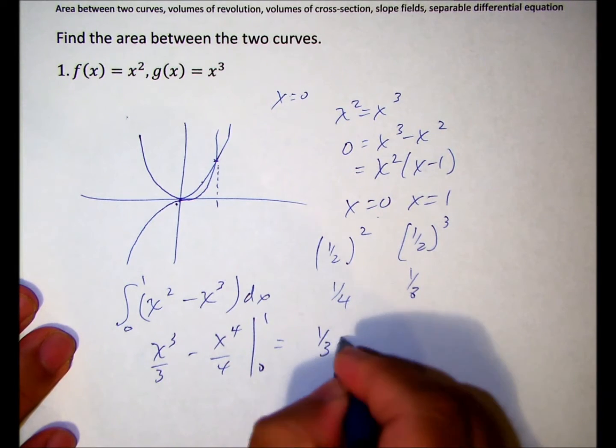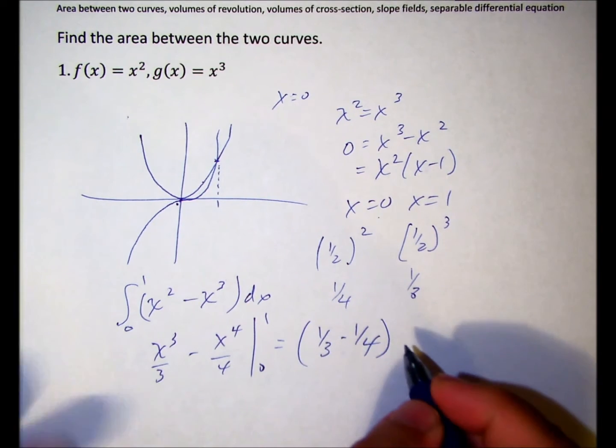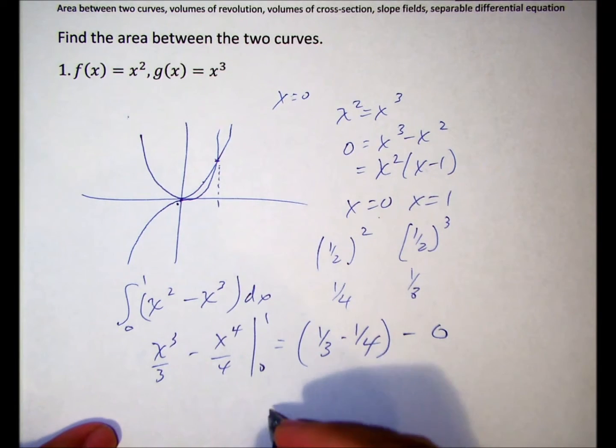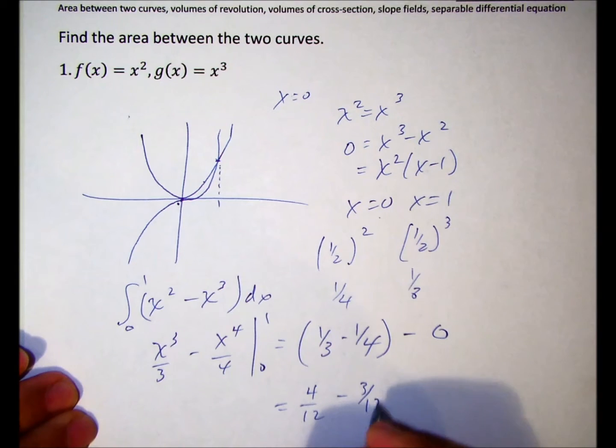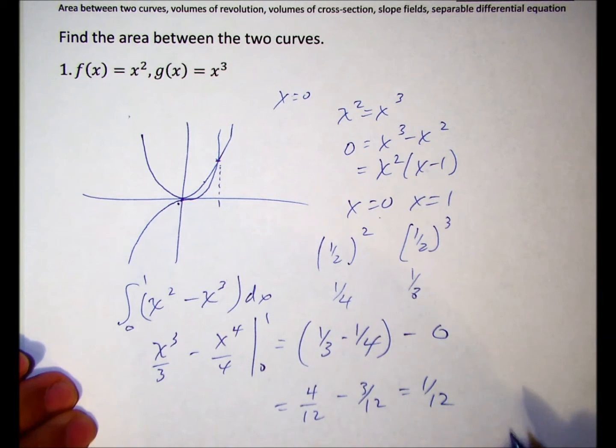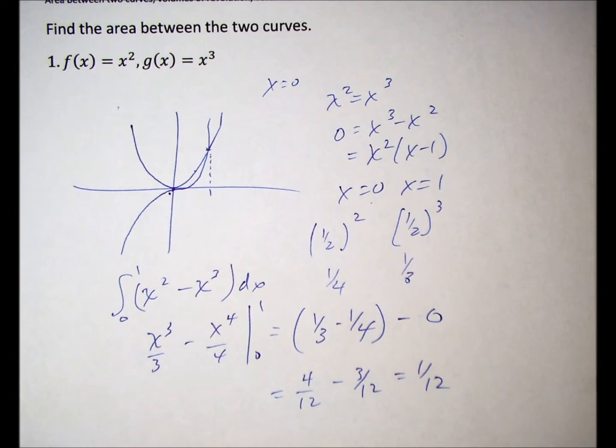It's going to be 1/3 minus 1/4. When you plug in 0, you get 0, so it's going to just be this. So that's 4/12 minus 3/12. So the area is 1/12. That's number one.